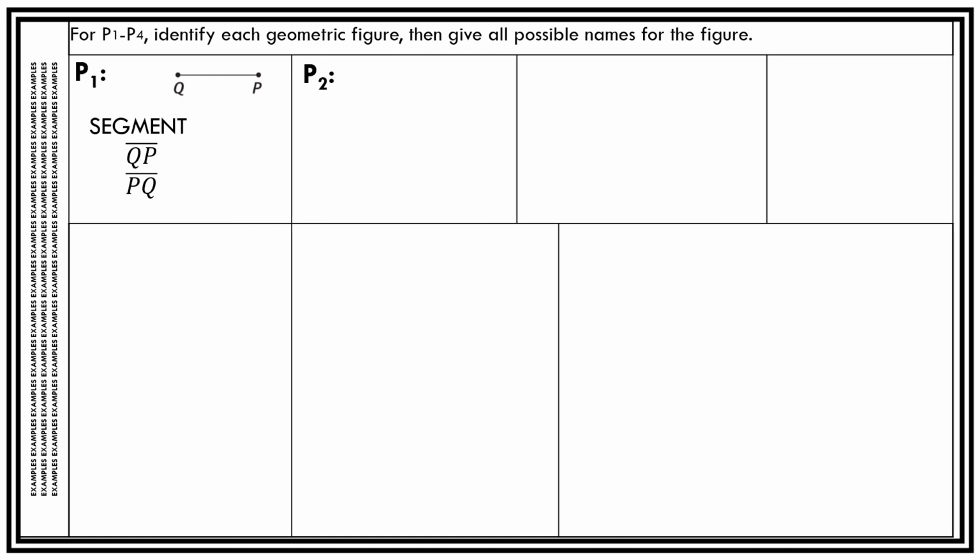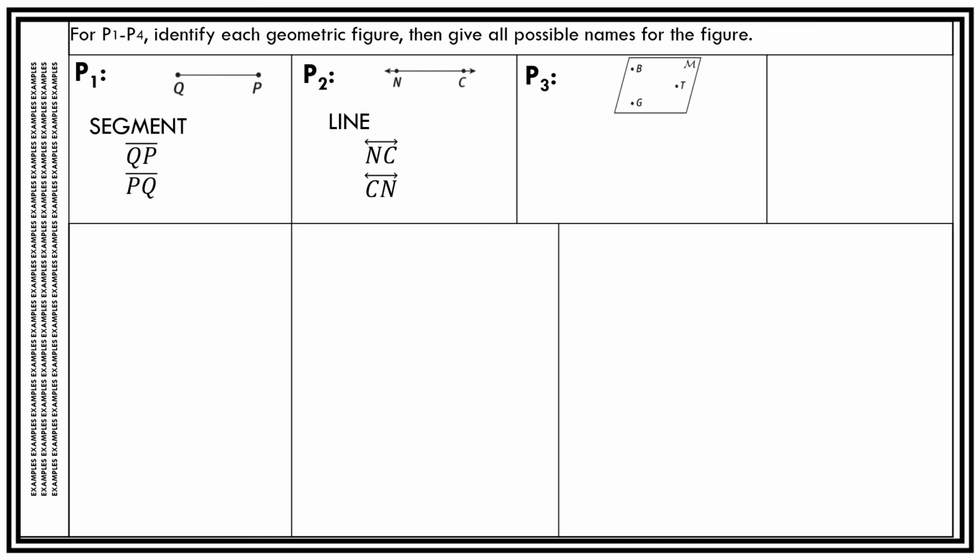Okay, P2. We've got this figure with two arrowheads on the side. So if it has two arrowheads, we know it's a line. So the two different names for this one could be line NC with the two-arrowhead line drawn above it. That's important, don't forget that. Or line CN. Okay.